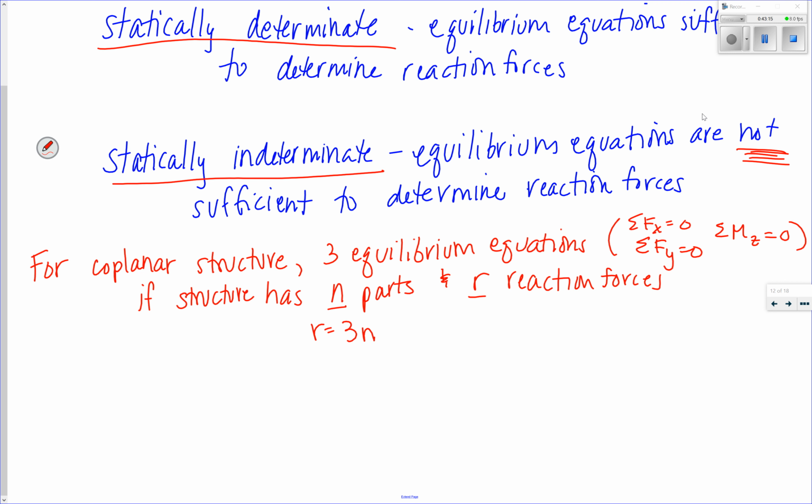for each individual part. Now, this isn't just cutting a beam and saying, oh, 2 different parts. This is if there were 2 different beams and they were connected by a joint. A beam connected to 2 columns, that would be 3 parts. So if a structure has n parts and R reaction forces, if R is equal to 3 times n, it's statically determinate.